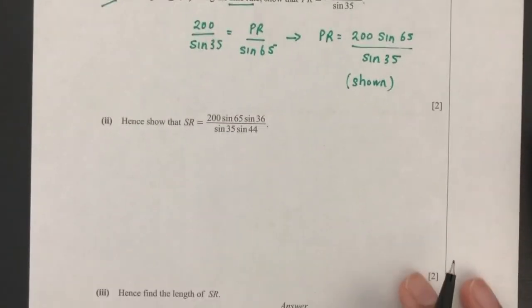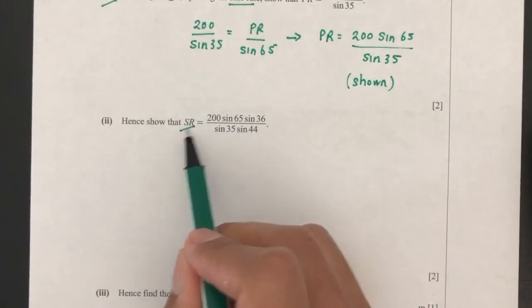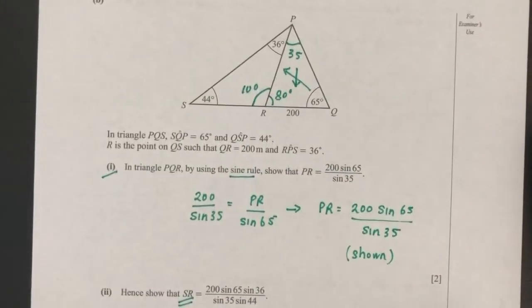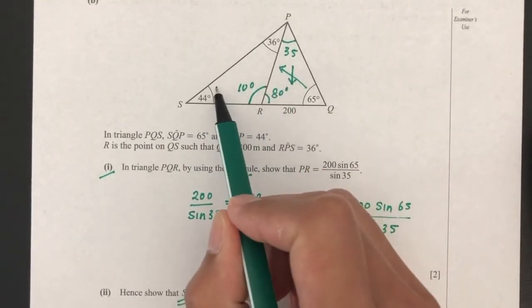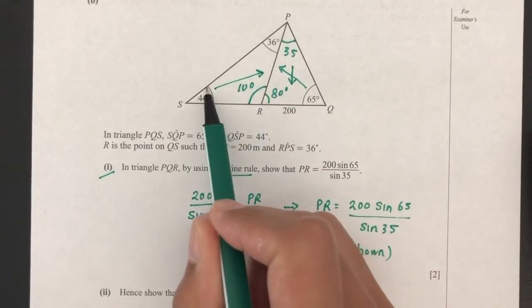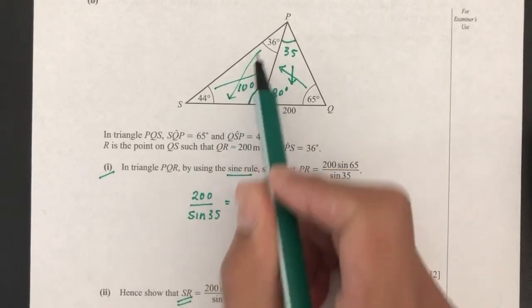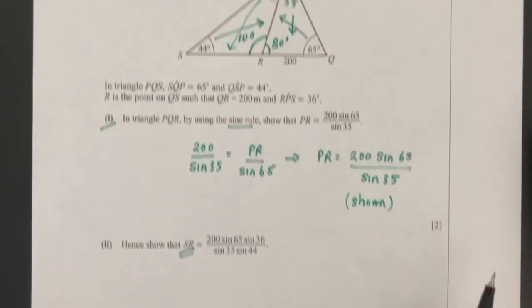Let's move on to part 2. Hence, show that SR is equal to this. So how would you find SR? Let's see. SR is this part. If you know PR already, we can find SR. So PR will be the side opposite this angle, and SR will be this one. So again, we have to use the sine rule.